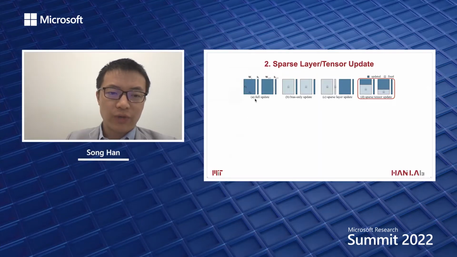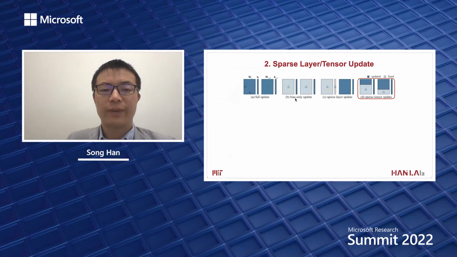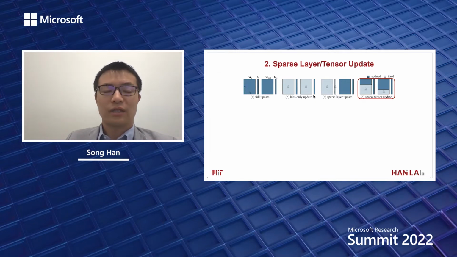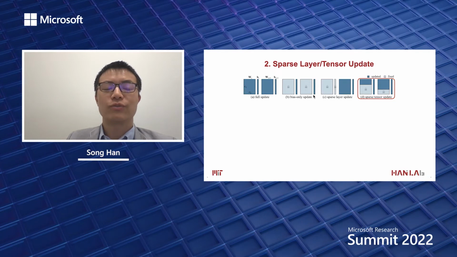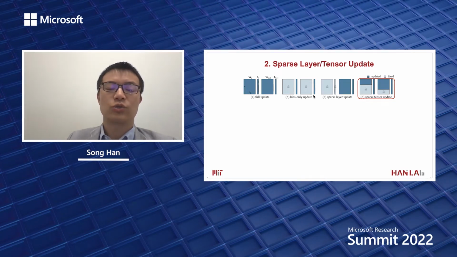The second technique is called sparse layer and sparse tensor update. Compared with full update, we initially tried bias-only update in the paper called TinyTL, Tiny Transfer Learning, which was published in NeurIPS 2020. In that paper we find it is actually very effective just to fine-tune the bias without fine-tuning the weight, which can give a decent amount of accuracy, but doesn't require storing any intermediate activation at all. Since during backpropagation, the chain rule says if you're not updating the weight, you don't have to store the activation at all.